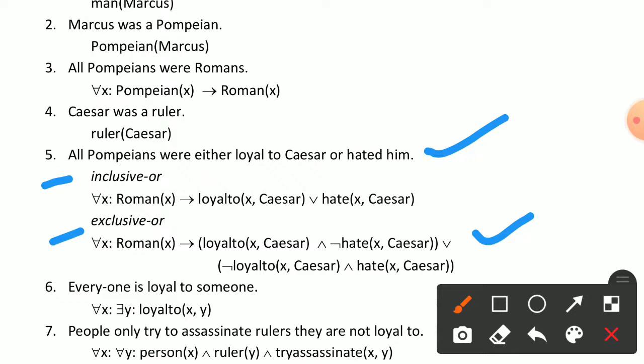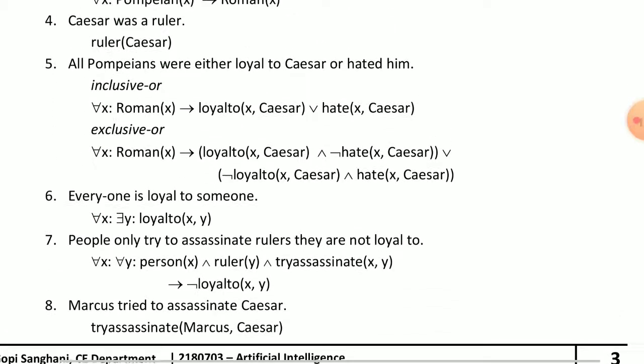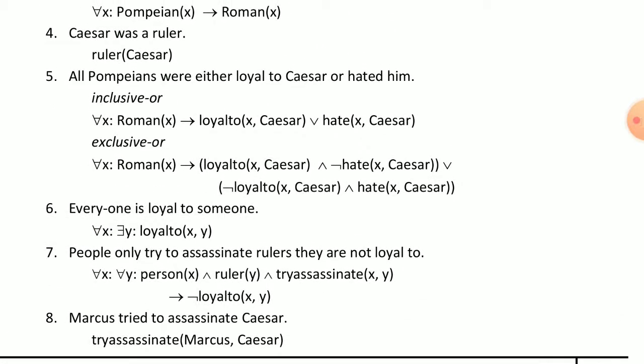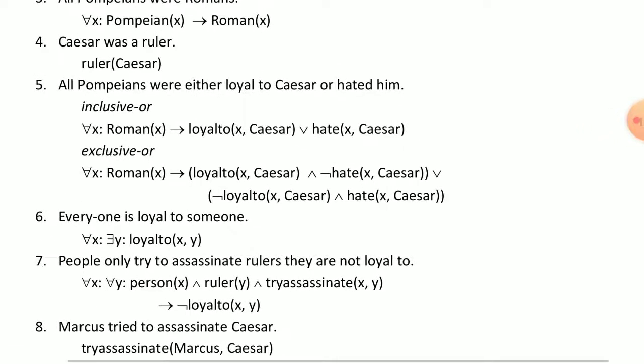Next is everyone is loyal to someone, so we can use for all x, where exists y symbol is used, loyal to x comma y. Next is people only try to assassinate rulers, so we can write try assassinate in brackets Marcus comma Caesar.